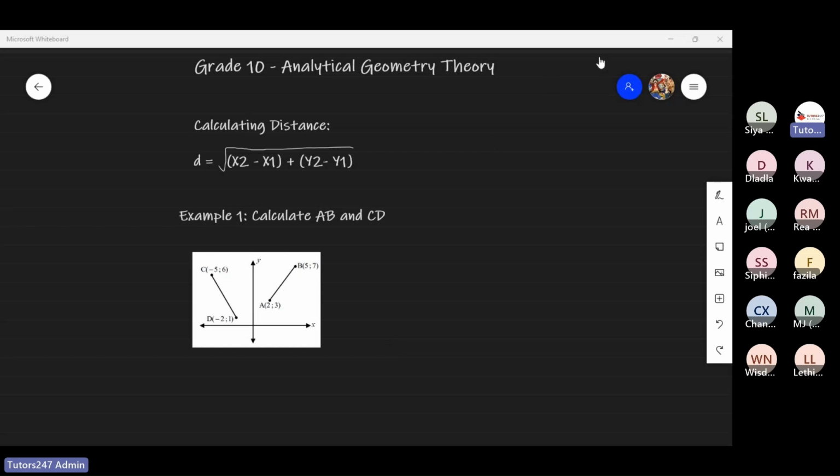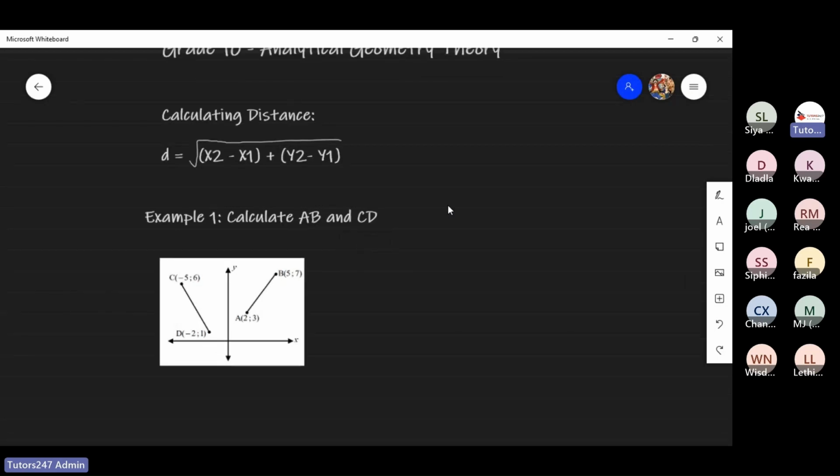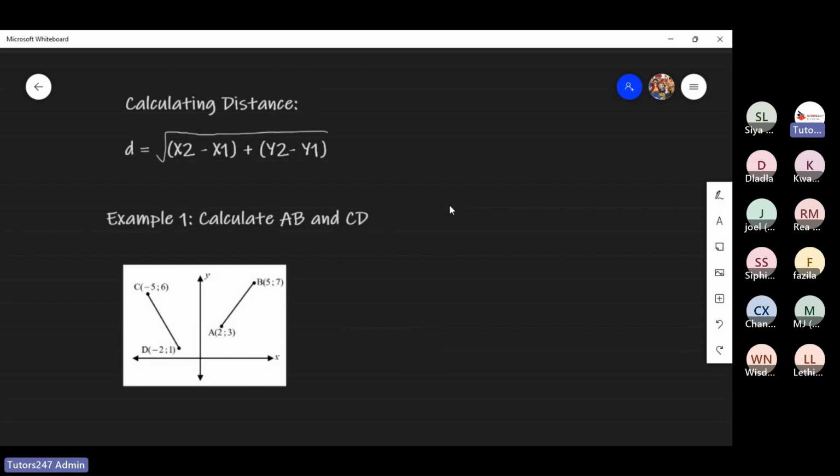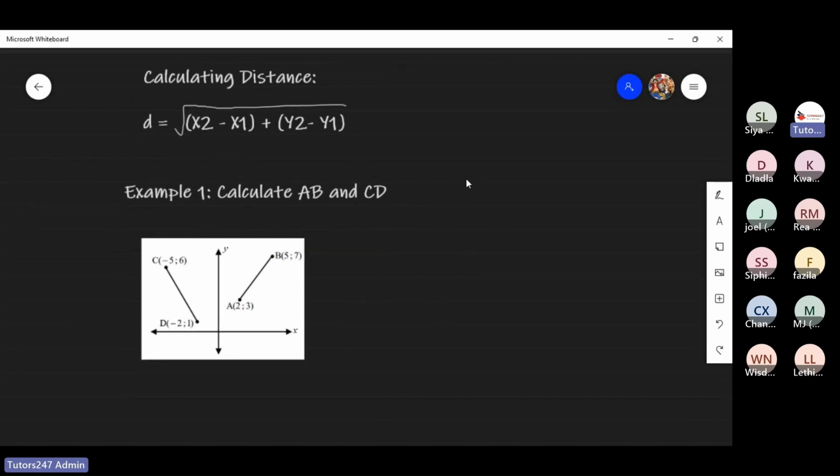So let us start with our basic concepts. How do we calculate distance within analytical geometry? If we want to calculate the distance between 2 points, we are going to make use of our distance formula. Now, our distance formula is the square root of (x2 minus x1) squared plus (y2 minus y1) all squared. That is our distance formula.